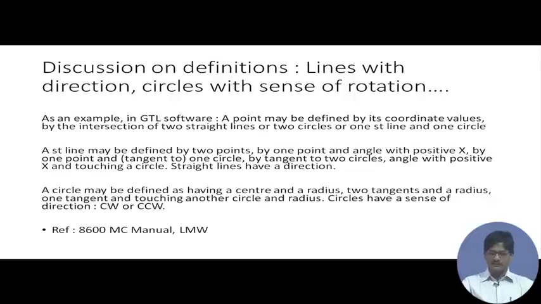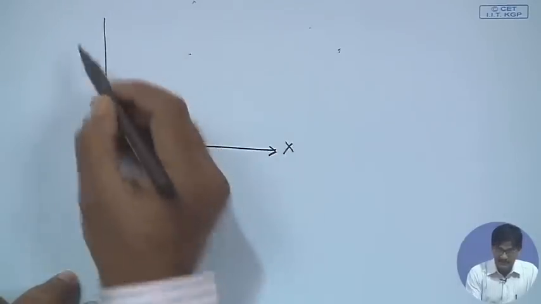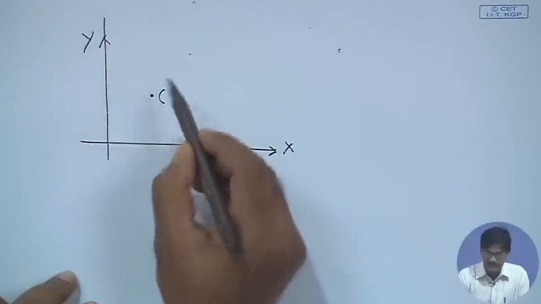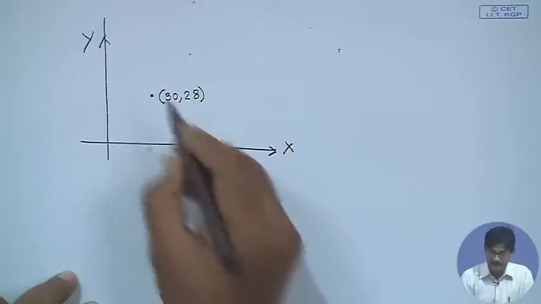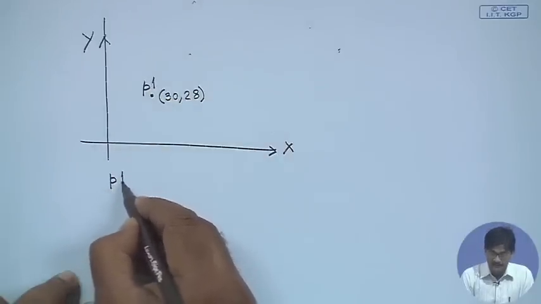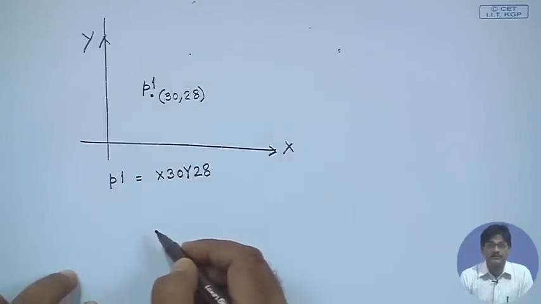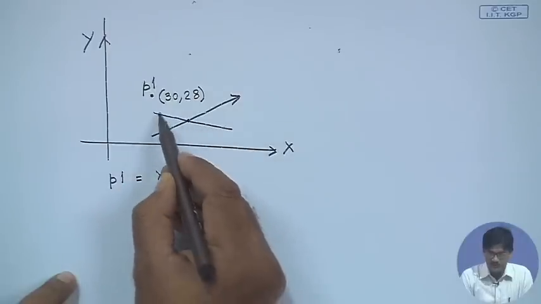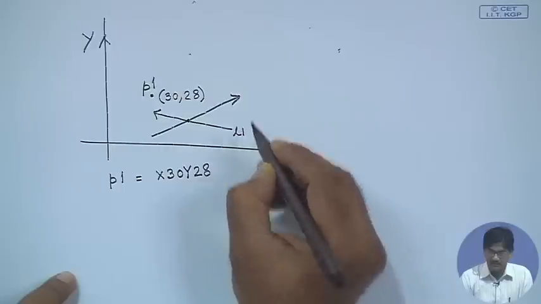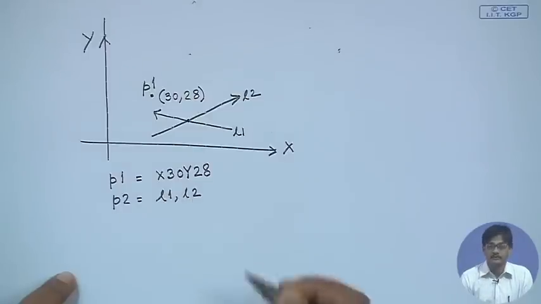Let me give you some examples here. Say I want to define a point. This is my coordinate system, this is x, this is y, and I want to define this point which is say 30, 28. So, if this point be P1, I can simply say P1 is equal to x30 y28. That is it, it defines this particular point. Can I define points in some other manner? Yes, we can. We can define points as the intersection of two predefined straight lines, like this might be L1, this might be L2, and we can simply write P2 is equal to L1 comma L2. That is it, it defines P2 as this point.